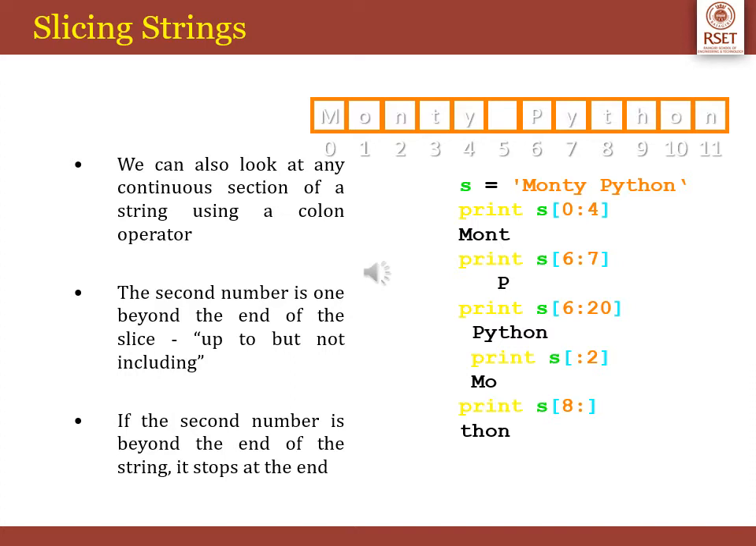where start specifies the beginning index of the substring and end-1 is the index of the last character. So in the given example, we have a string s equal to Monty Python, and different start and end values are given to understand the slicing operation.